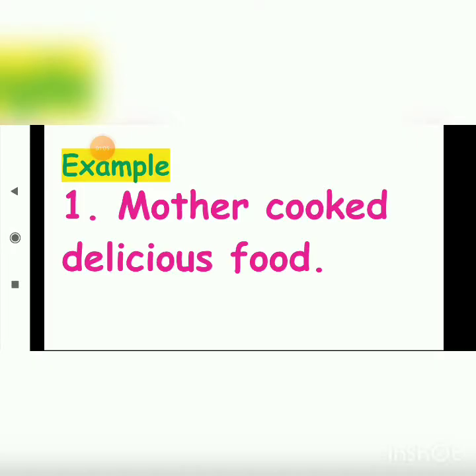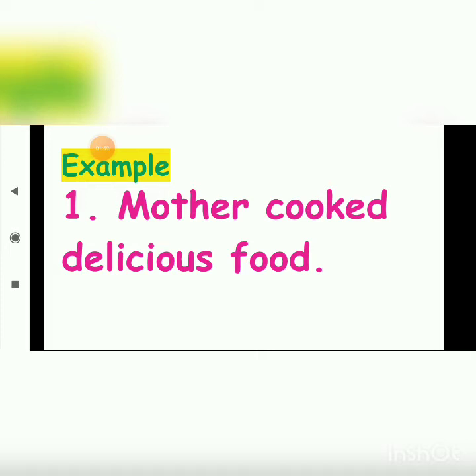First example, students: Mother cooked delicious food. So what did mother do? Mother cooked. Cooked is the verb in the sentence, but it does not convey a complete meaning. To complete the meaning of the sentence, delicious food is important. We added the object delicious food to the verb cooked to complete this meaning. Therefore, cooked is a transitive verb which requires an object to make a complete sentence.